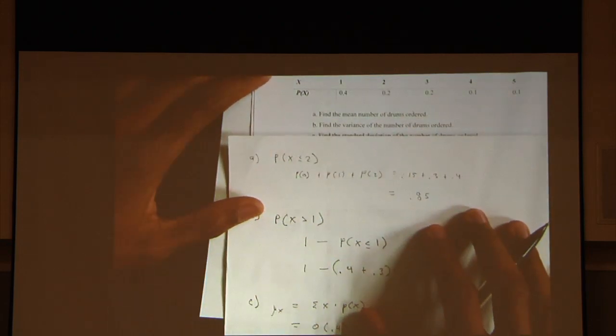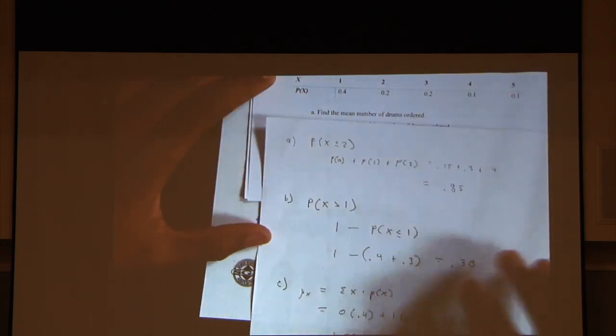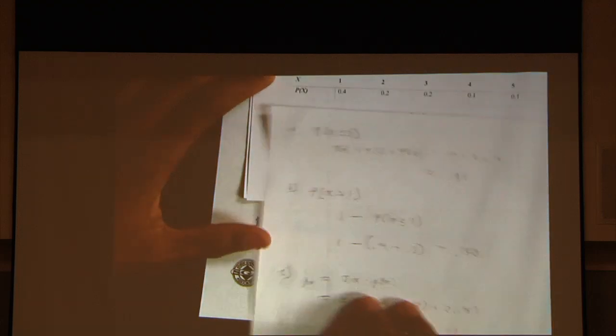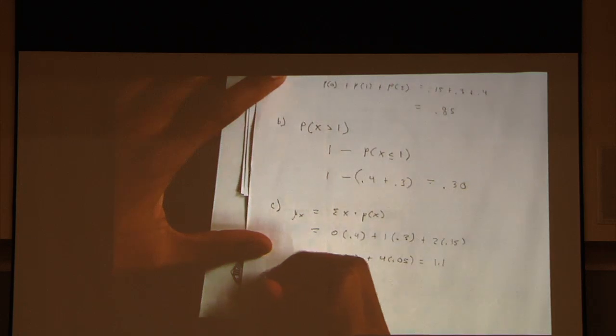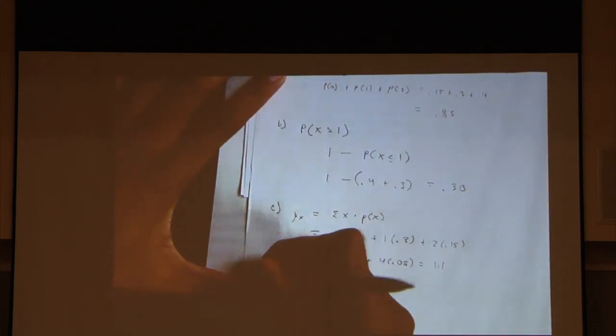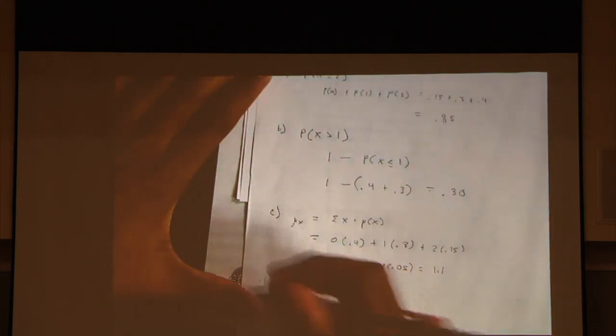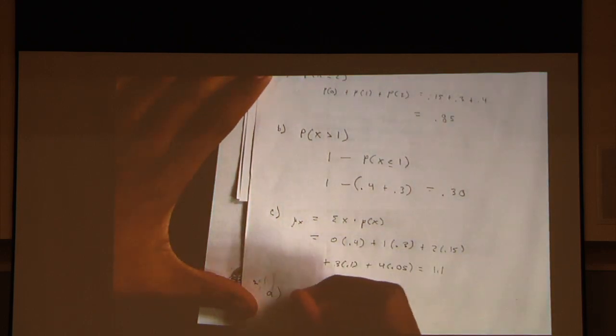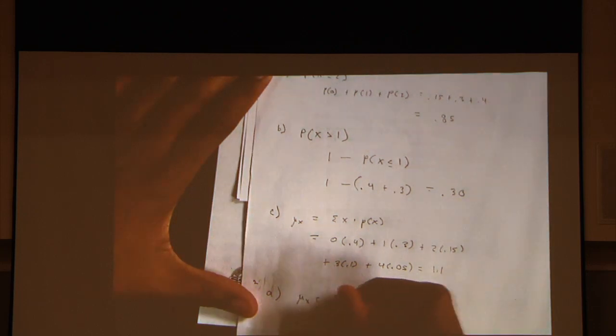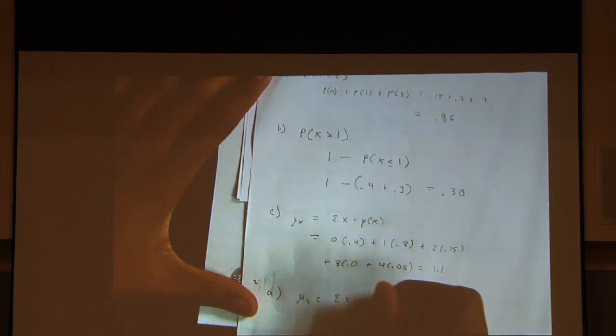So the first one says find the mean, right? We already know how to find the mean, because this is something that she asks all the time. So for number 2, we'll do A. Once again, the mean should just be the summation of X times P of X.